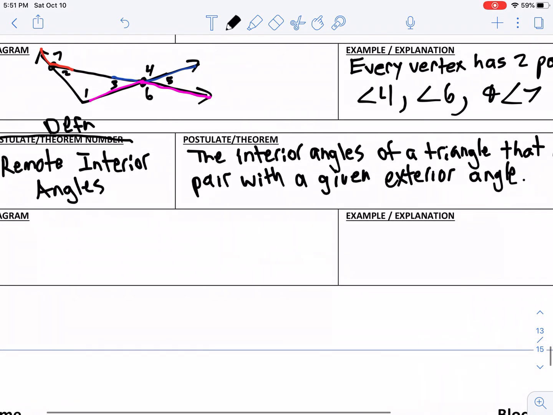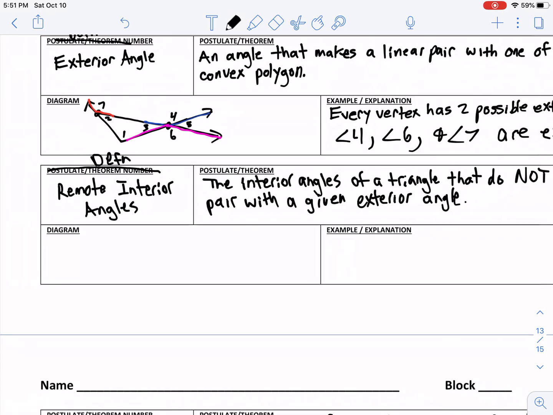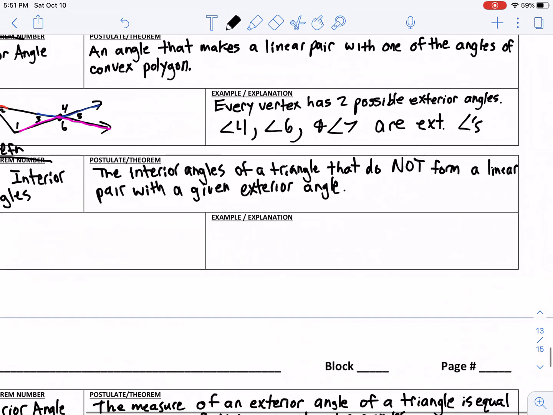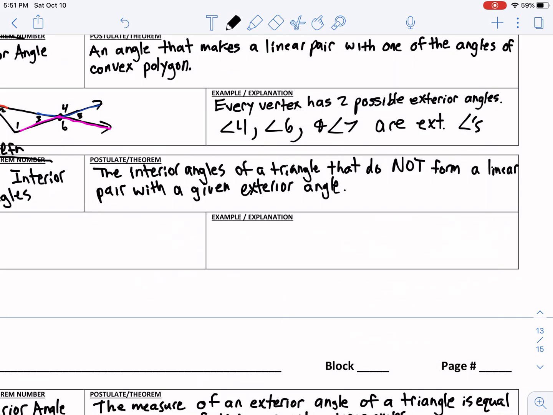Now, those on the inside that we didn't really give a name, so go back to those angles that are the inside of our triangle. Well, there's a specific group that we can talk about, the remote interior angles. And the interior angles, based on our definition here, the interior angles of a triangle do not form a linear pair with a given exterior angle, okay? Now, we're focused on the angles that are inside the triangle, but they do not form a linear pair with one of the exterior angles given, okay? So let's use another example here.